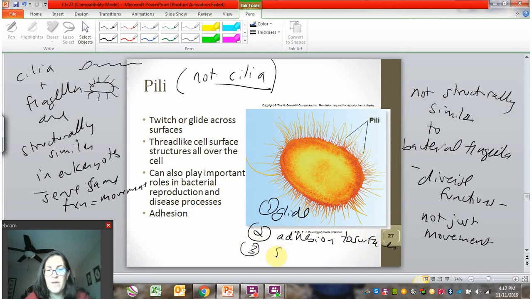And a third function you may remember is sex pili, which are involved in conjugation, a type of genetic exchange, horizontal genetic exchange in bacteria. So depending on the pili, there's very diverse functions and structures that come under this name. So it's kind of a generic name for these thin thread-like structures that can come off of the cell surface.